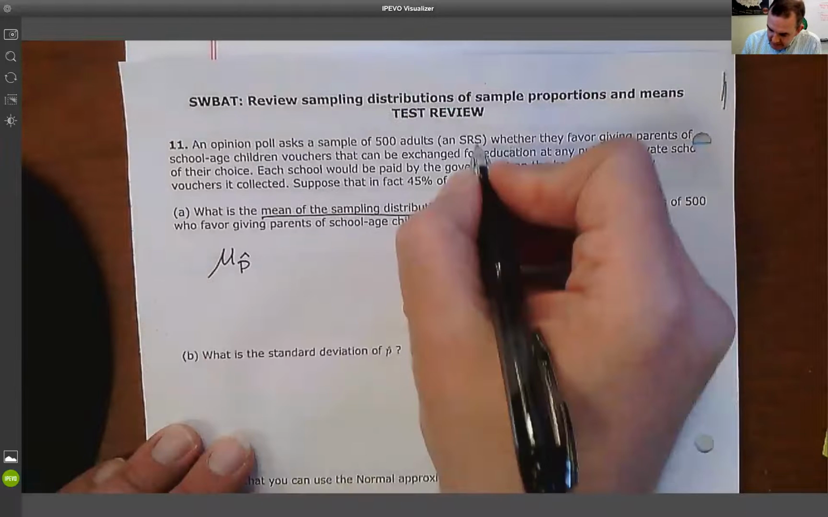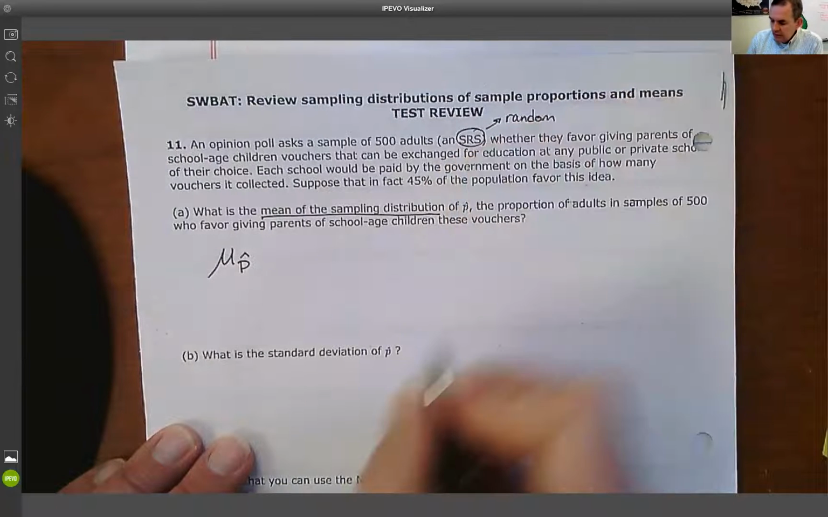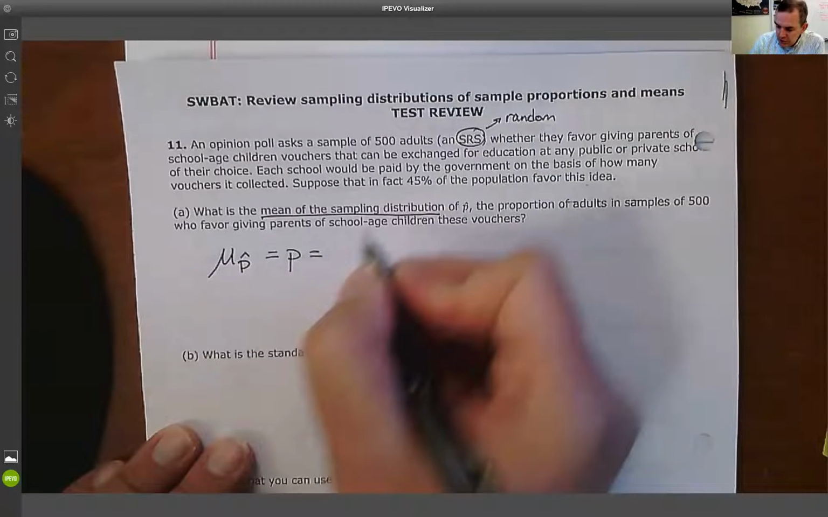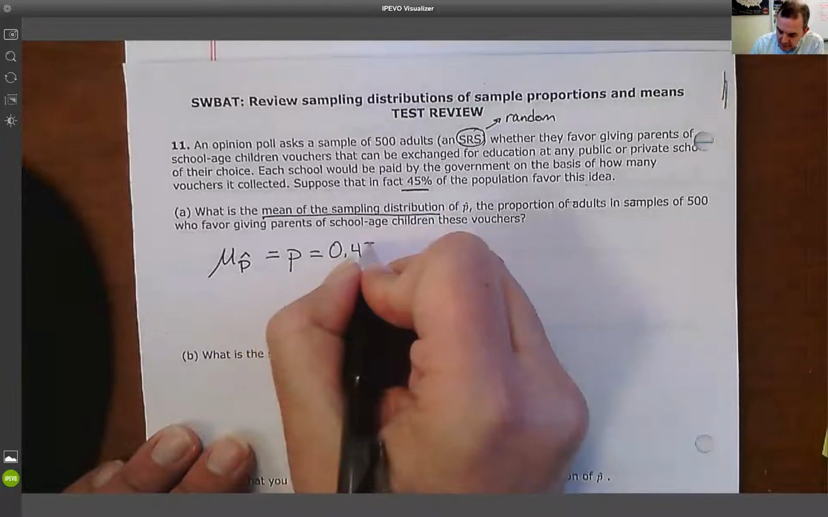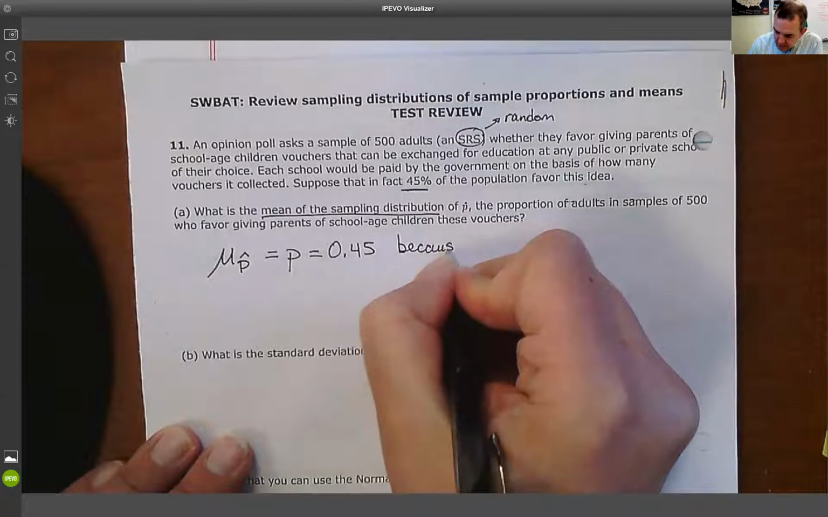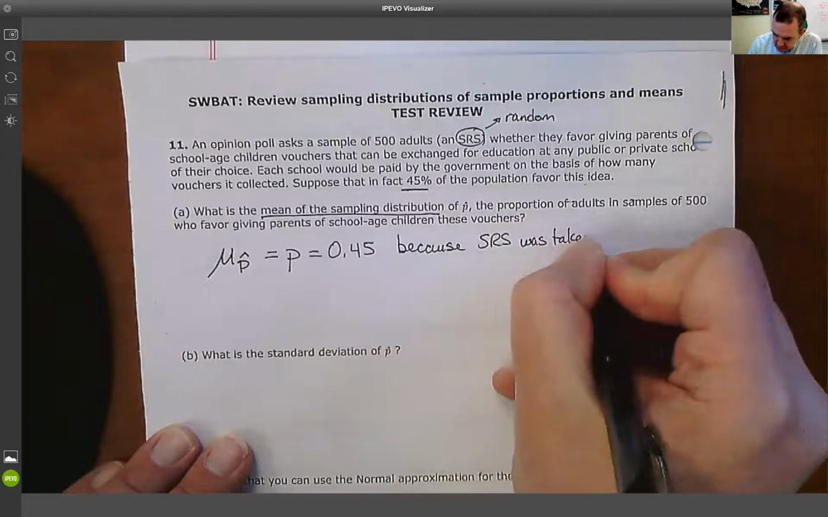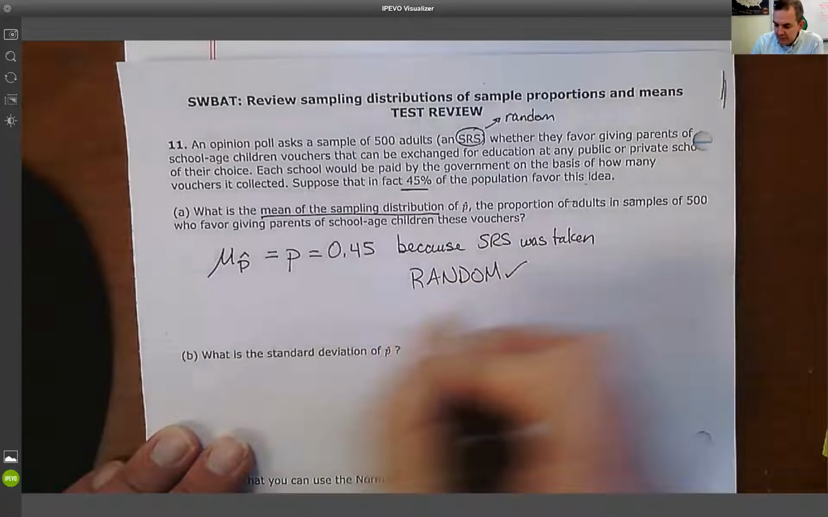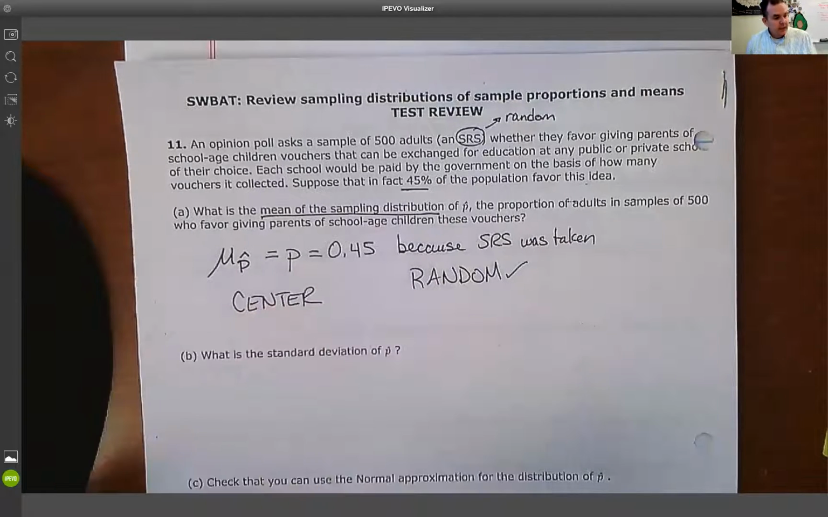Well, in this case, it says SRS. That means random. So the mean of all those p hats is equal to the true proportion. The true proportion, only one in there, that 45%, 0.45. And it's because an SRS was taken. Because it was random. We've verified random. We can verify center. Okay. Now the next one.